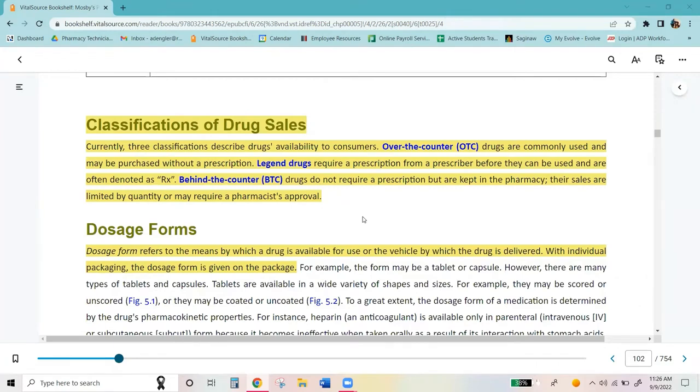Currently, 3 classifications are available to consumers of drugs. Over the counter drugs are commonly used and can be purchased without a prescription. Legend drugs require a prescription from a prescriber. Those are considered RX drugs or prescription drugs. And behind-the-counter drugs do not require a prescription but are kept in the pharmacy, and their sales are limited by quantity or may require a pharmacist approval.